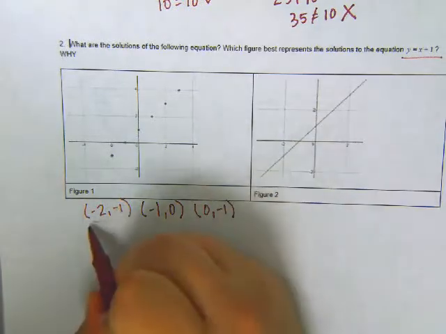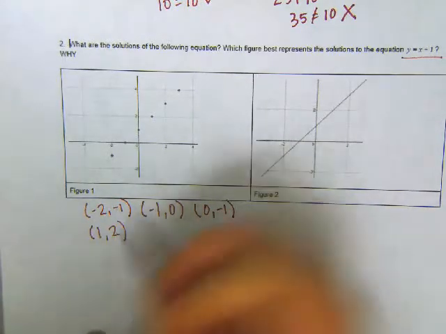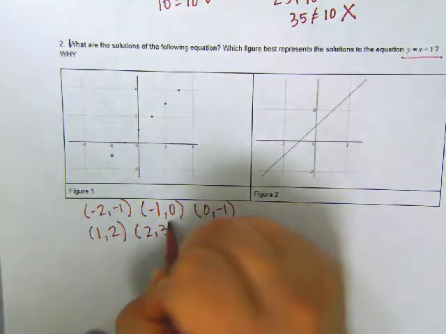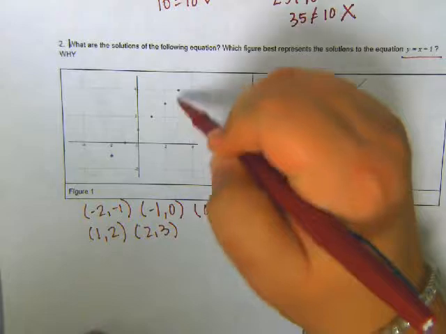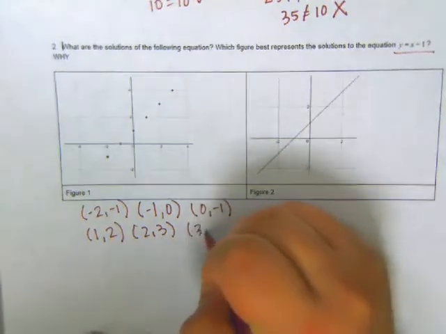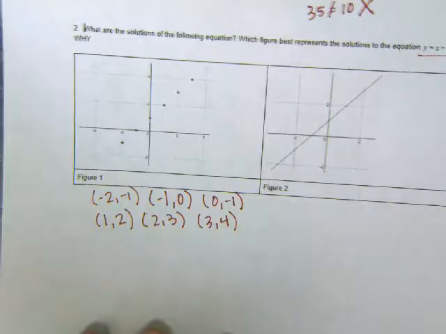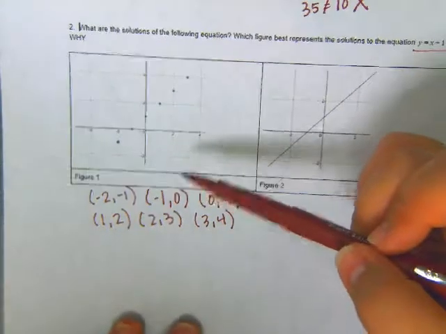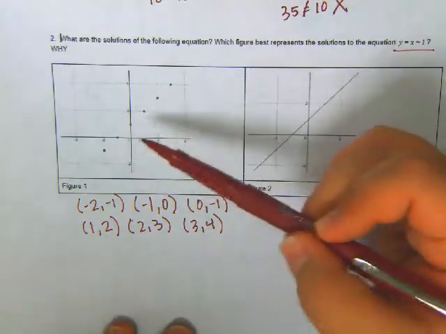We have the point 0, negative 1. We have the point 1, 2, which is this point. This point is 2, 3. And then this last point is the point 3, 4. So those are the 6 points that are shown in figure 1 that are the solutions to this figure.